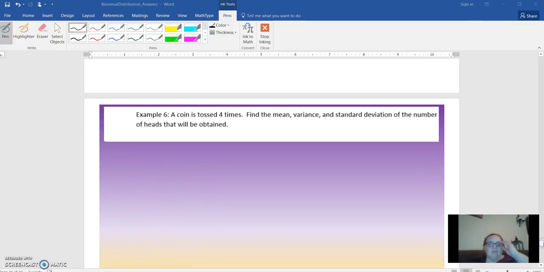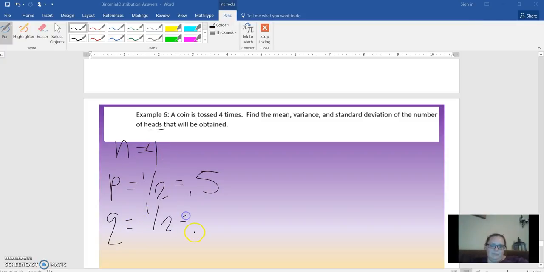All right, a coin is tossed 4 times, and we want to know the number of heads. So heads happens 1/2 of the time, which is 0.5, and then tails is also 0.5. All right, so mean is going to be n times p. So 4 times 0.5, that's 2.